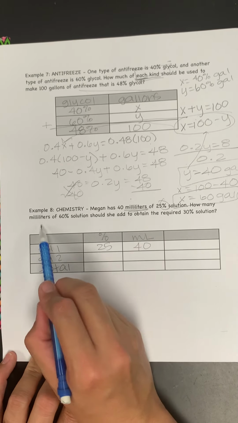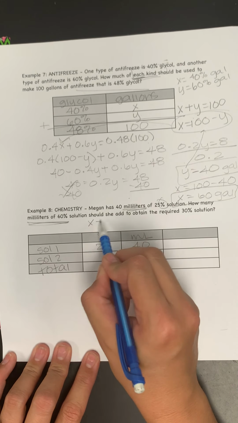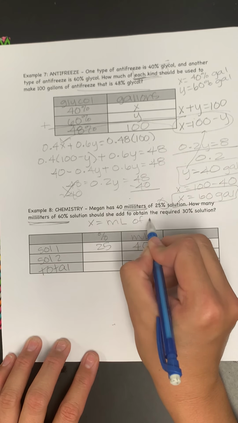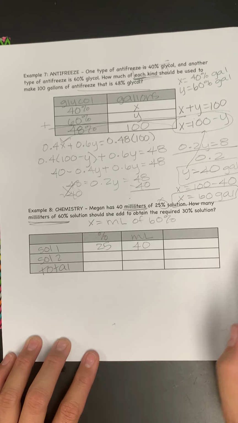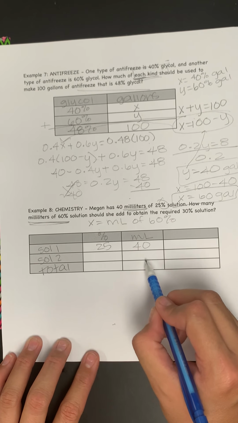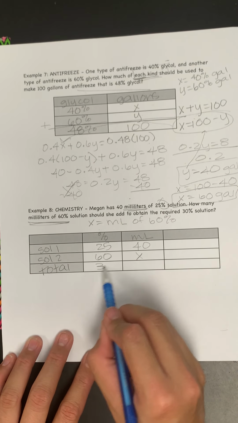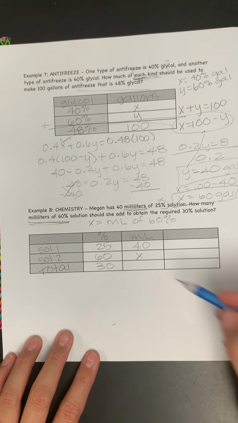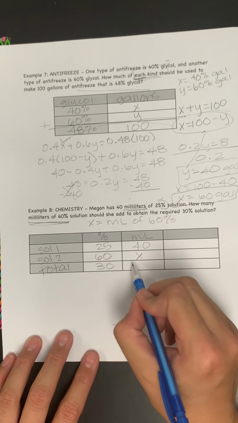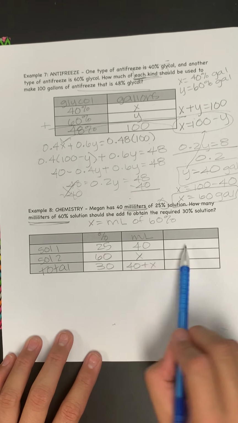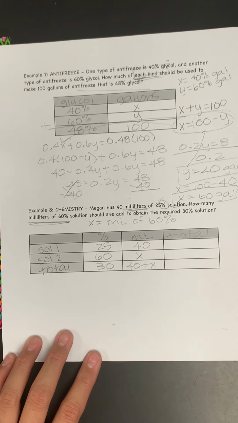I am trying to figure out how many milliliters of the 60%, so I'm gonna define my variable that x equals milliliters of 60%. So I'm gonna put that here. This would be 60%. And then I'm trying to obtain 30%. And remember, it's a mixture, so these are gonna get added together. 40 plus x. Okay, so I'm gonna have my total. I'll multiply across from here, set up the equation, and then you can solve.